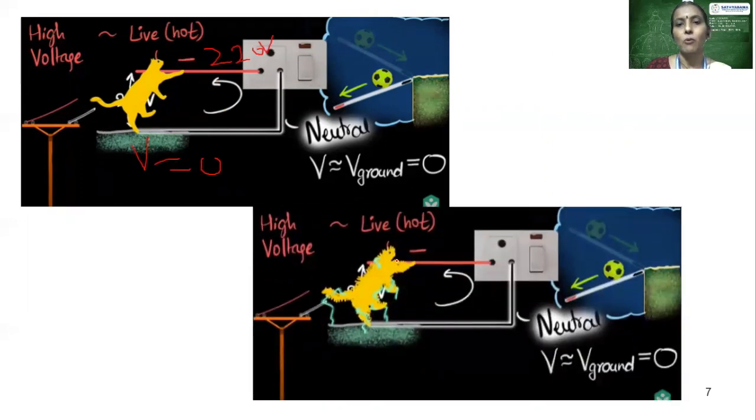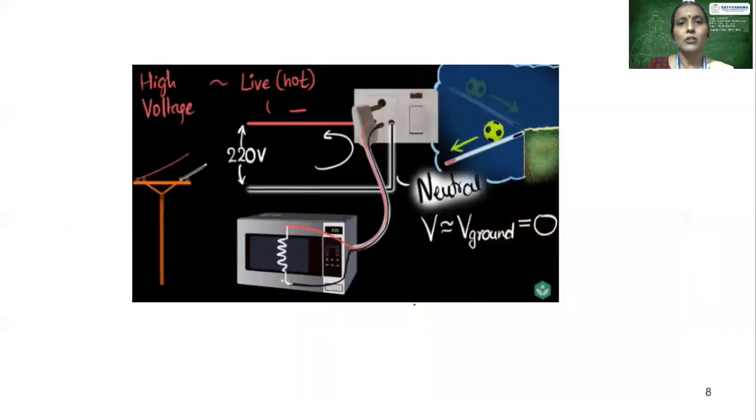So now will the cat experience any shock? Exactly, yes. Why? Because the potential difference between the live wire and the solid ground point is going to be 220 here. So the cat is going to experience a heavy shock here. Now coming to the other case. Now let me explain what is the earth point here. Why do we go for the earth point?